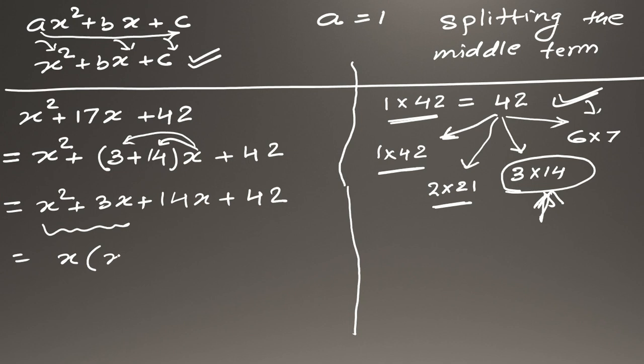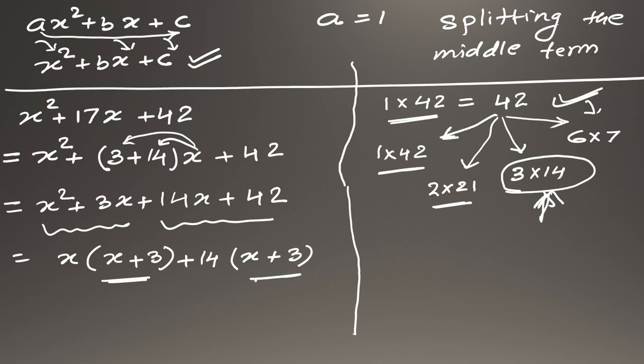So x square divided by x, you will get x, plus 3x divided by x, you will get plus 3. Now this term is positive, this is also positive. So from the last two terms we are going to take 14 common, because 42 can be divided by 14. So it will be 14 times (x plus 3), since 42 divided by 14 is 3. Now x plus 3 here, x plus 3 here also. So x plus 3 can be taken common, and then in the bracket you will get x plus 14, and this will be the answer.